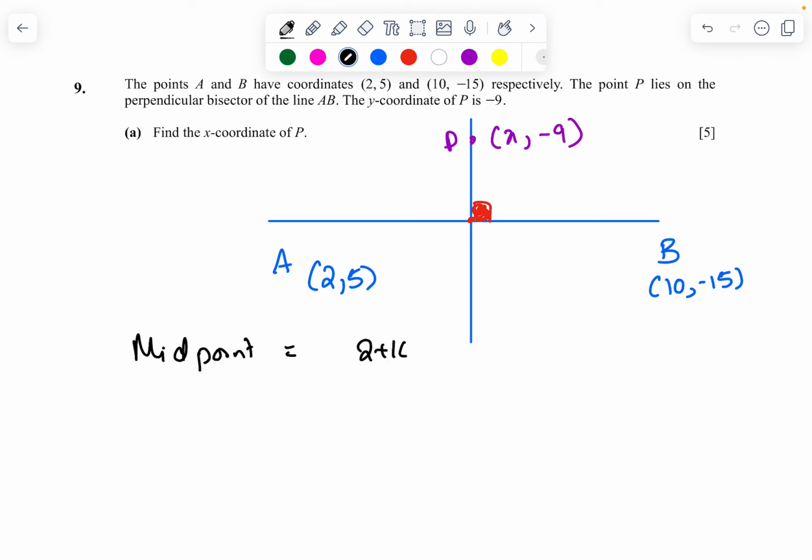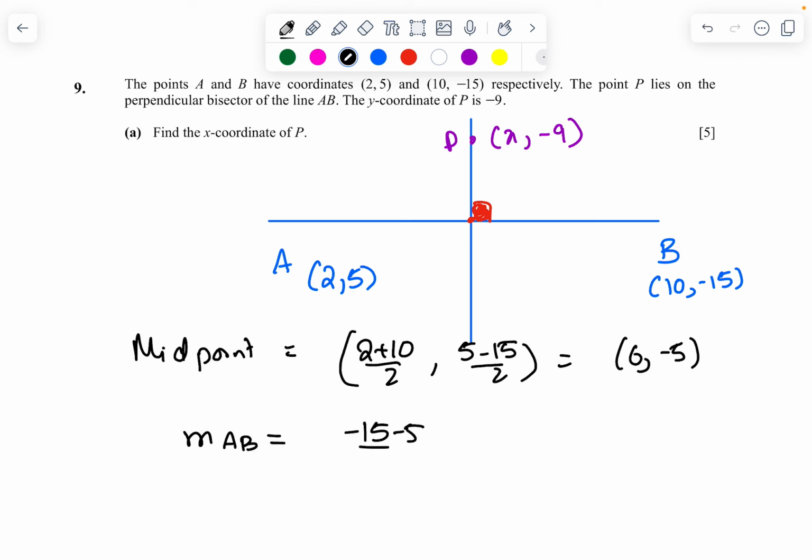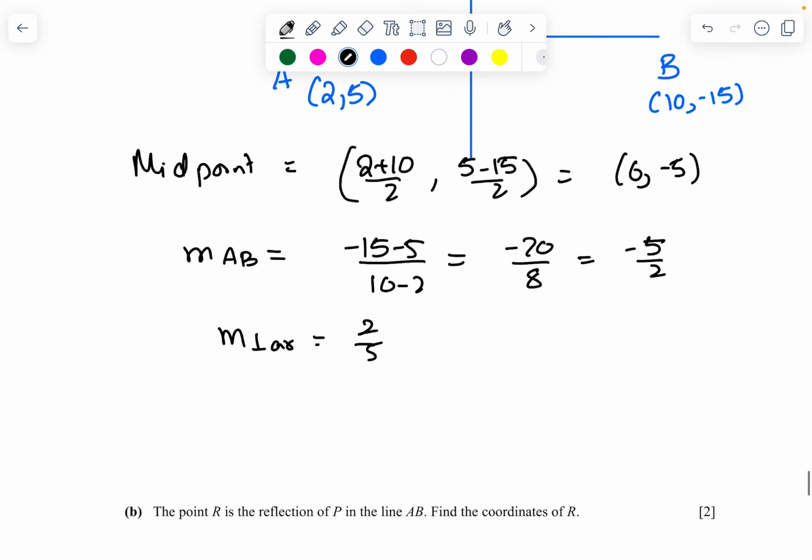Midpoint is (x1 plus x2)/2, (y1 plus y2)/2, which is going to be nothing but (6, -5). Then the gradient of AB is (y2 minus y1)/(x2 minus x1), which is -20/8, which is -5/2. So what will be the perpendicular gradient? It will be 2/5. So what will be the equation?